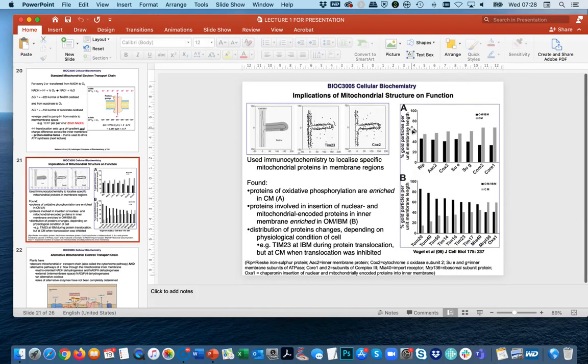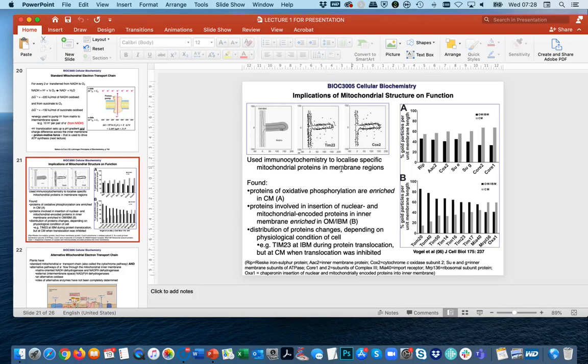And they quantified the gold grains, and that's what's shown in graph A on the right-hand side of the slide. So you can see the number of gold particles that they counted on the different types of inner mitochondrial membranes versus the cristae membranes. And also the outer membrane they included in their work.